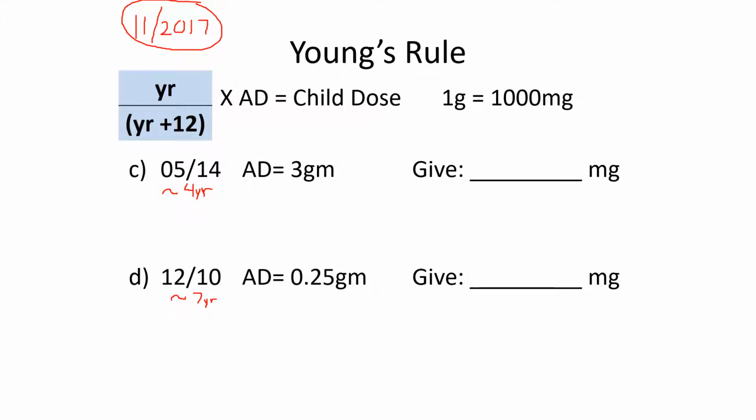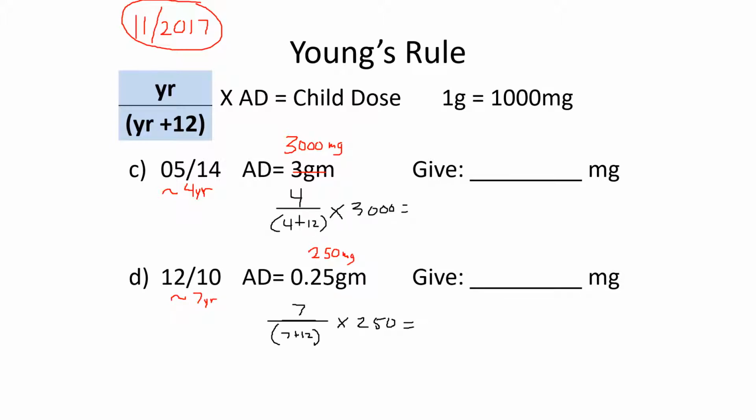All right, so about 4 years old. We'll do 4 over 4 plus 12 times the adult dose. So we have 4 over 4 plus 12 times 3,000. And for D, about 7 years old, so 7 over 7 plus 12. This assumes today's date for the ages. So for C, this kid would get about 750, and for D, a 7-year-old would get about 92 milligrams.